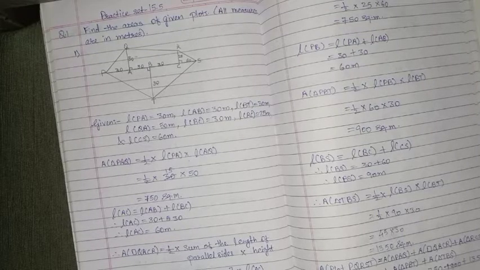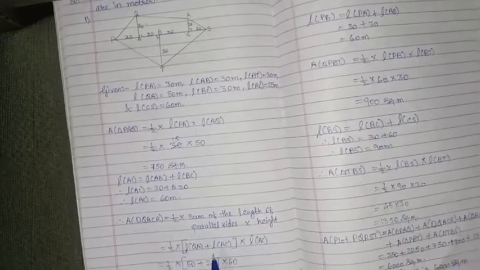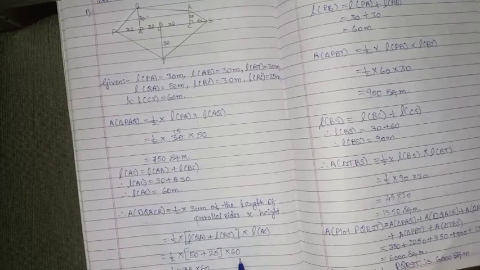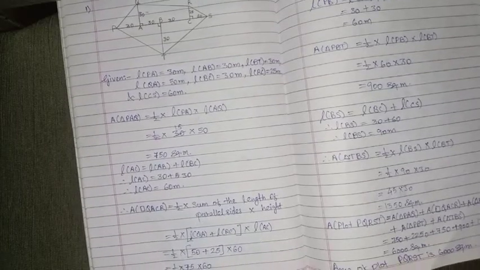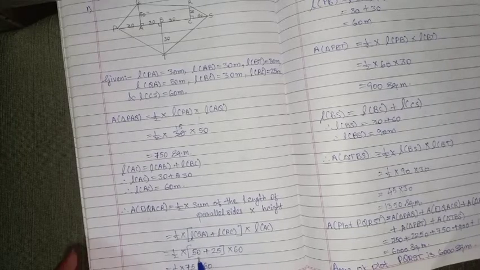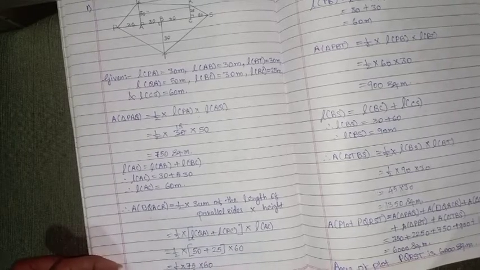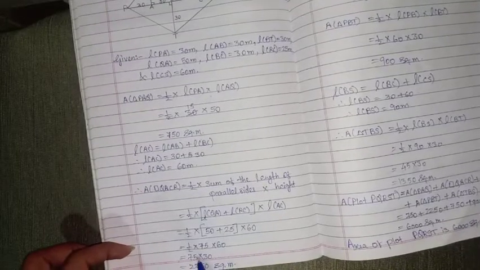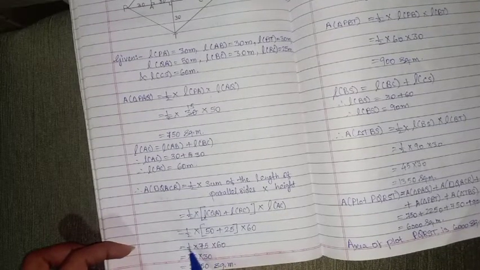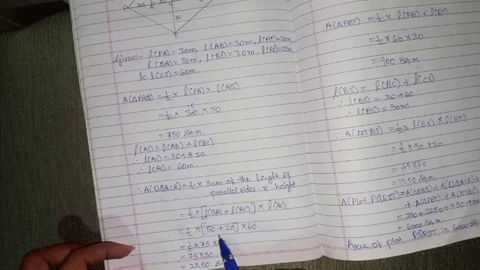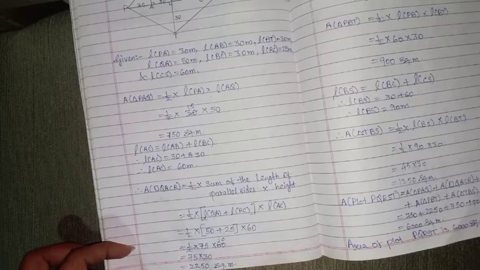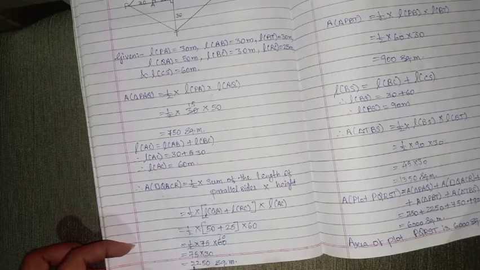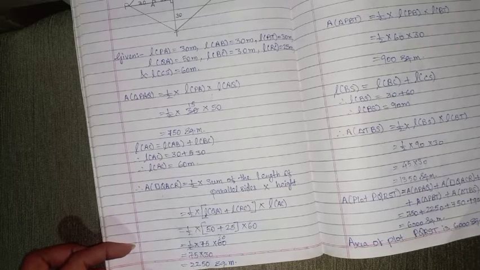Therefore, now substitute values in the formula. You will get half into 50 plus 25 into 60. 60 is the height. So half into 75 into 60, which is equal to 75 into 30. Here 2 ones are 2 and 2 3s are 6. So 75 into 30, if you calculate, you will get 2250 square meters.